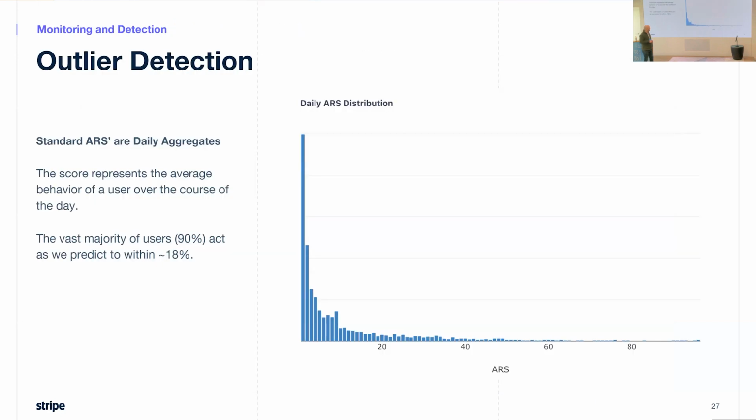But to touch on each of these three, monitoring and detection: the simplest form of a detection is we have this daily distribution. We compute this a couple times a day. Let's go examine outliers, if we have security policies that warrant examining this type of behavior.